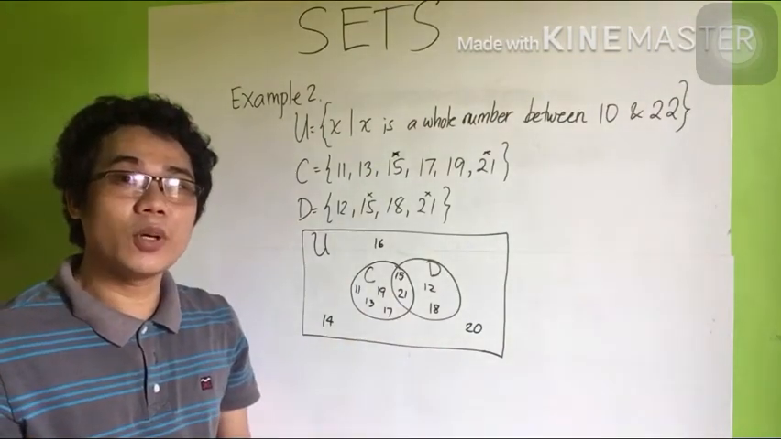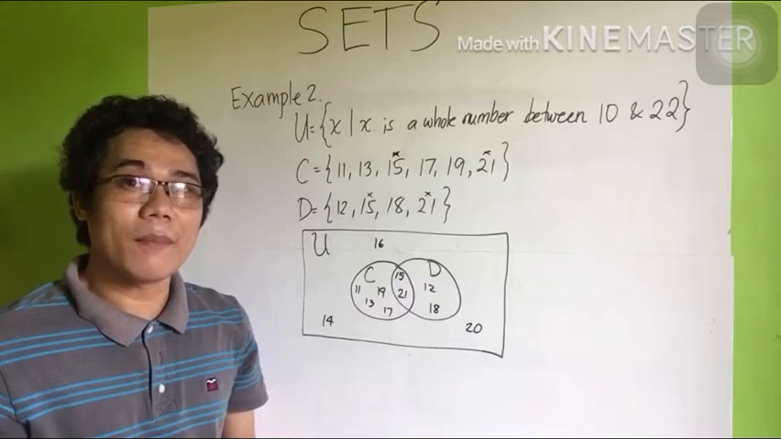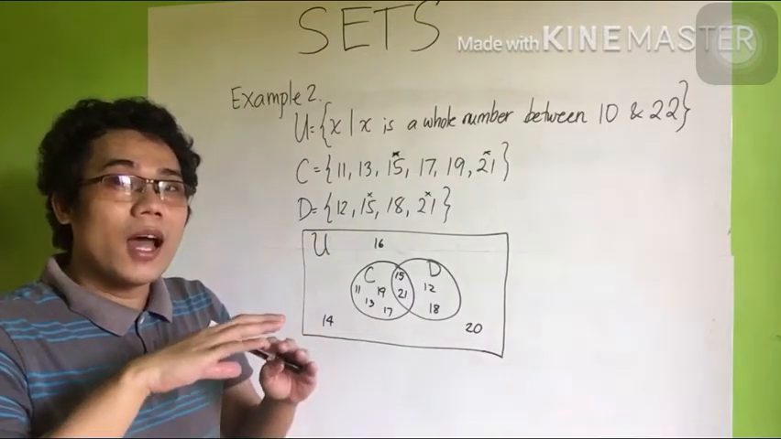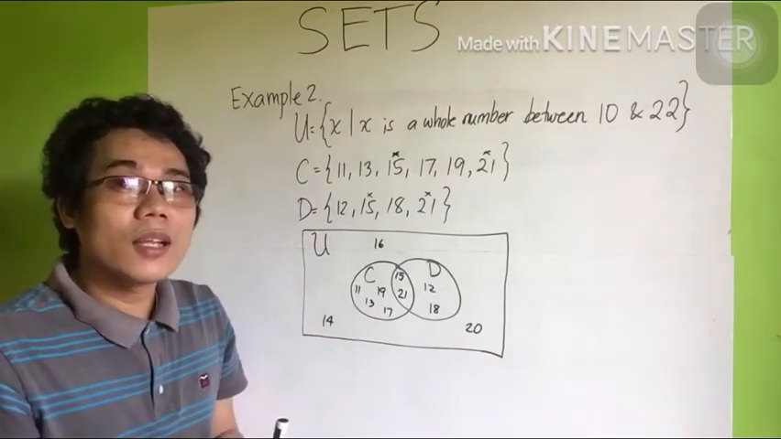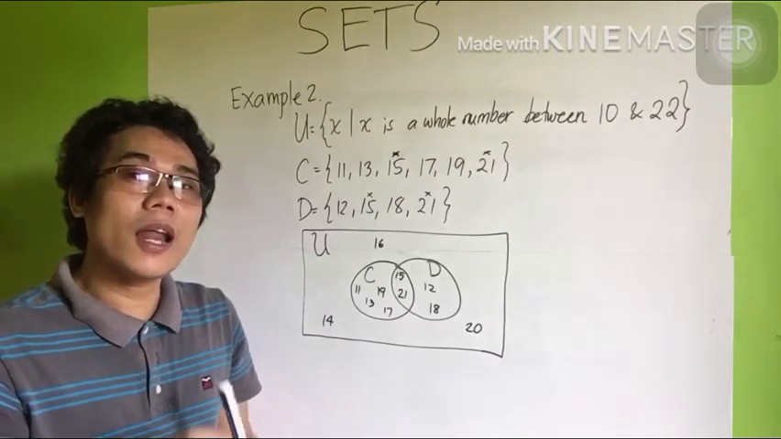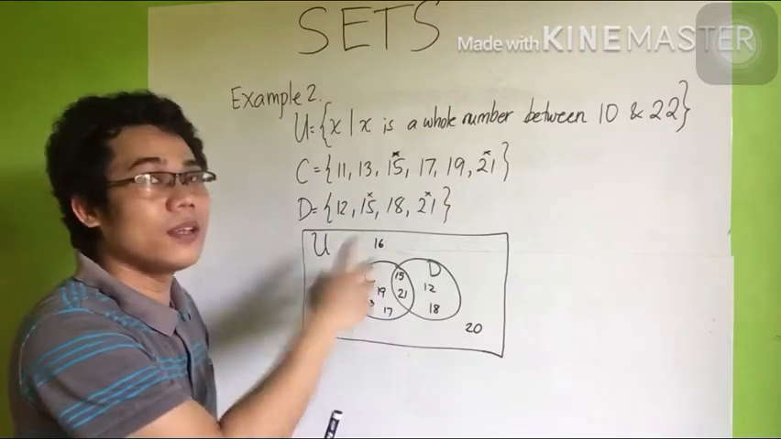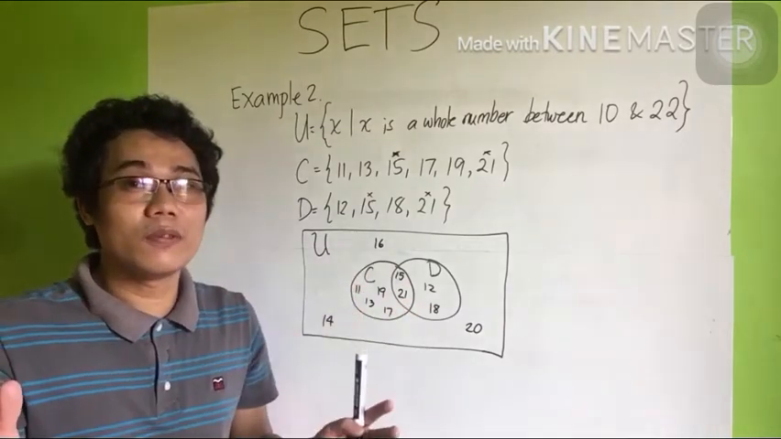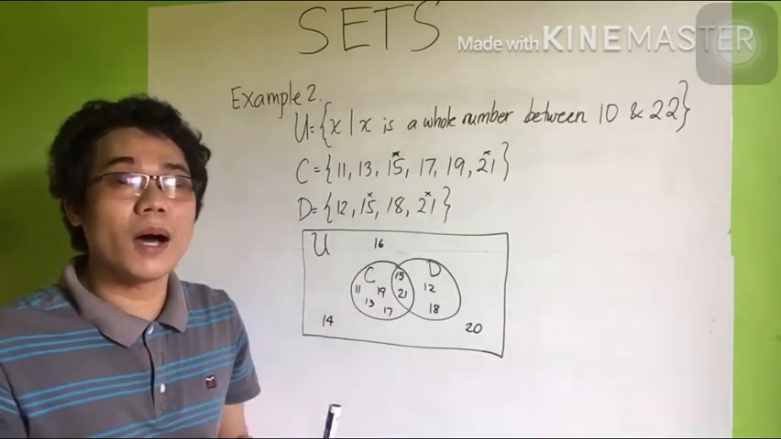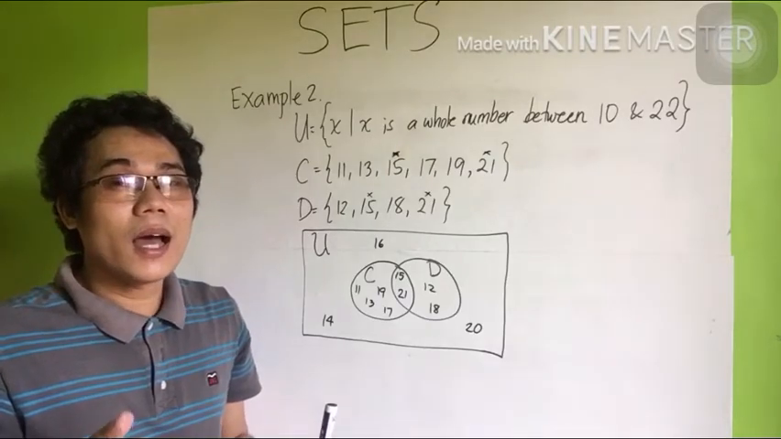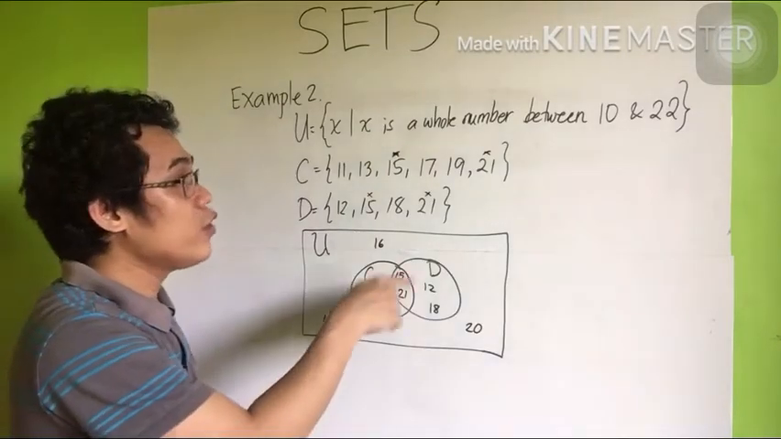Ganyan lang kasimple ang paggawa ng Venn diagram. Kailangan muna hanapin yung intersection, tapos nung katapos hanapin yung intersection, individual naman by set na, C and then D, tsaka sa huli na yung universal. I-check mo kung kumpleto ba yung mga elements na dapat ay nasa universal set na.